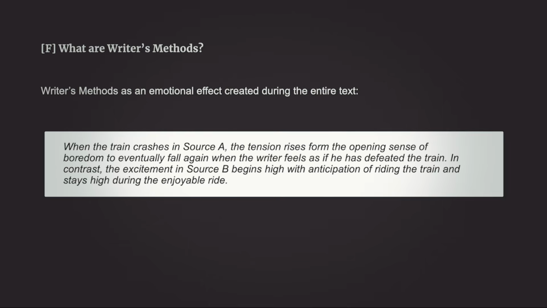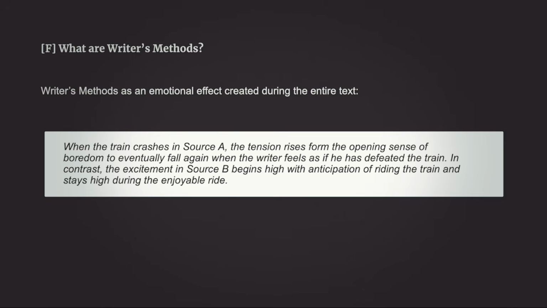I don't know if you remember at the beginning of this whole video, I said that evidence can be quotes and it can also be a description of things that the writer is doing. In case you're wondering, the emotional effect in A is a rising and falling of tension. The emotional effect in B is the consistent sense of excitement.